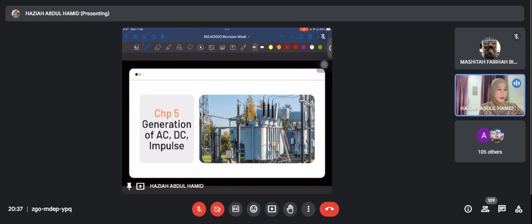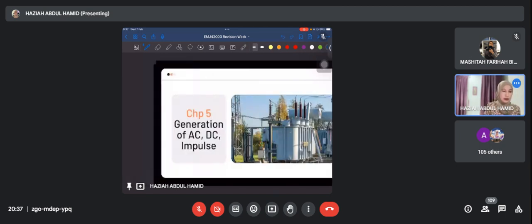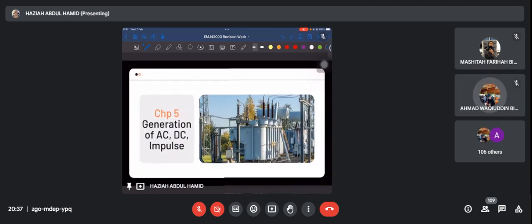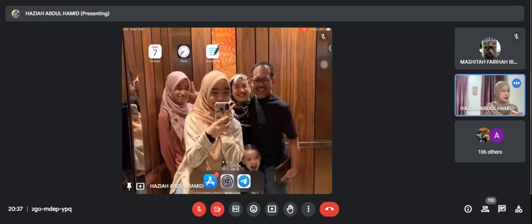Okay, so on my screen now, can you see my screen now? Can you see clearly? Yes, betul. Boleh. Okay, dah cukup 50 lah. Hopefully cukup lah bateri saya ni.